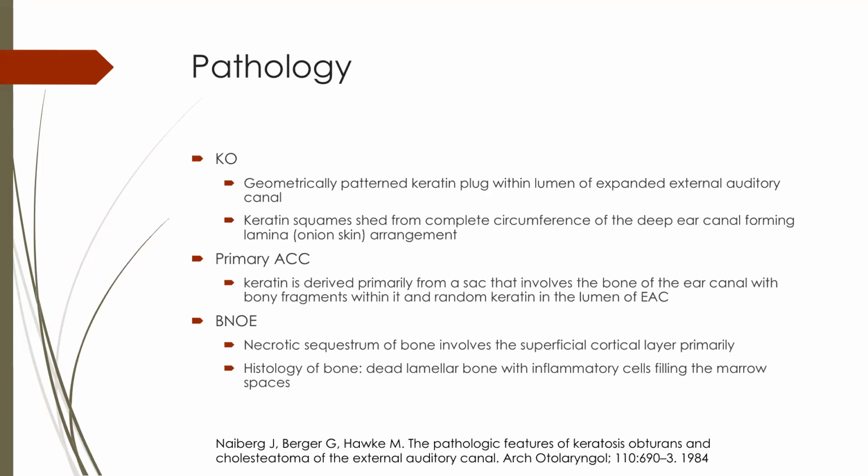In primary acquired canal cholesteatoma, the keratin is derived primarily from a sac that involves the bone of the canal and the bony fragments within it, with random keratin in the lumen of the canal as well. In benign necrotizing otitis externa, the necrotic sequestration of the bone involves the superficial cortical layer primarily, and histologically shows dead laminar bone with inflammatory cells filling the marrow spaces.